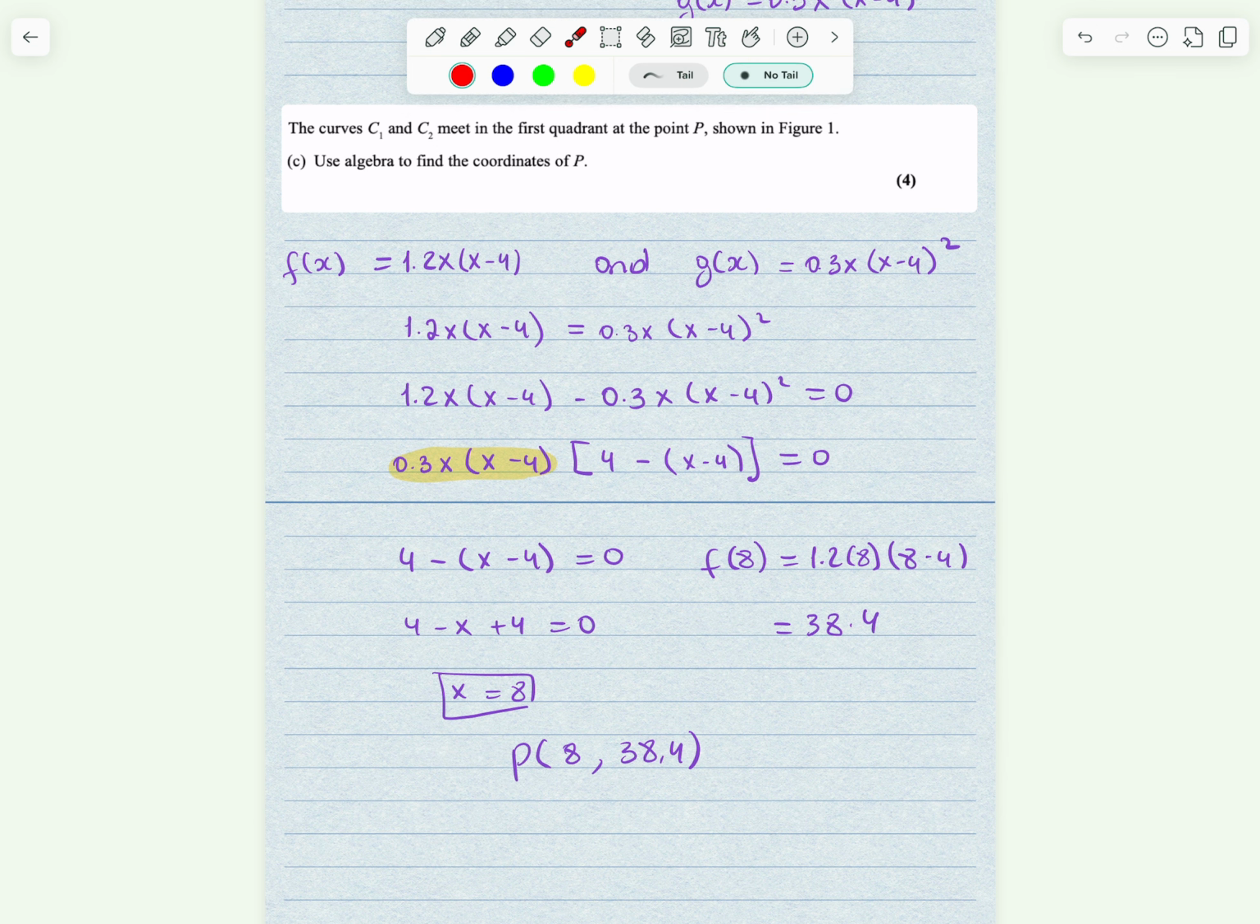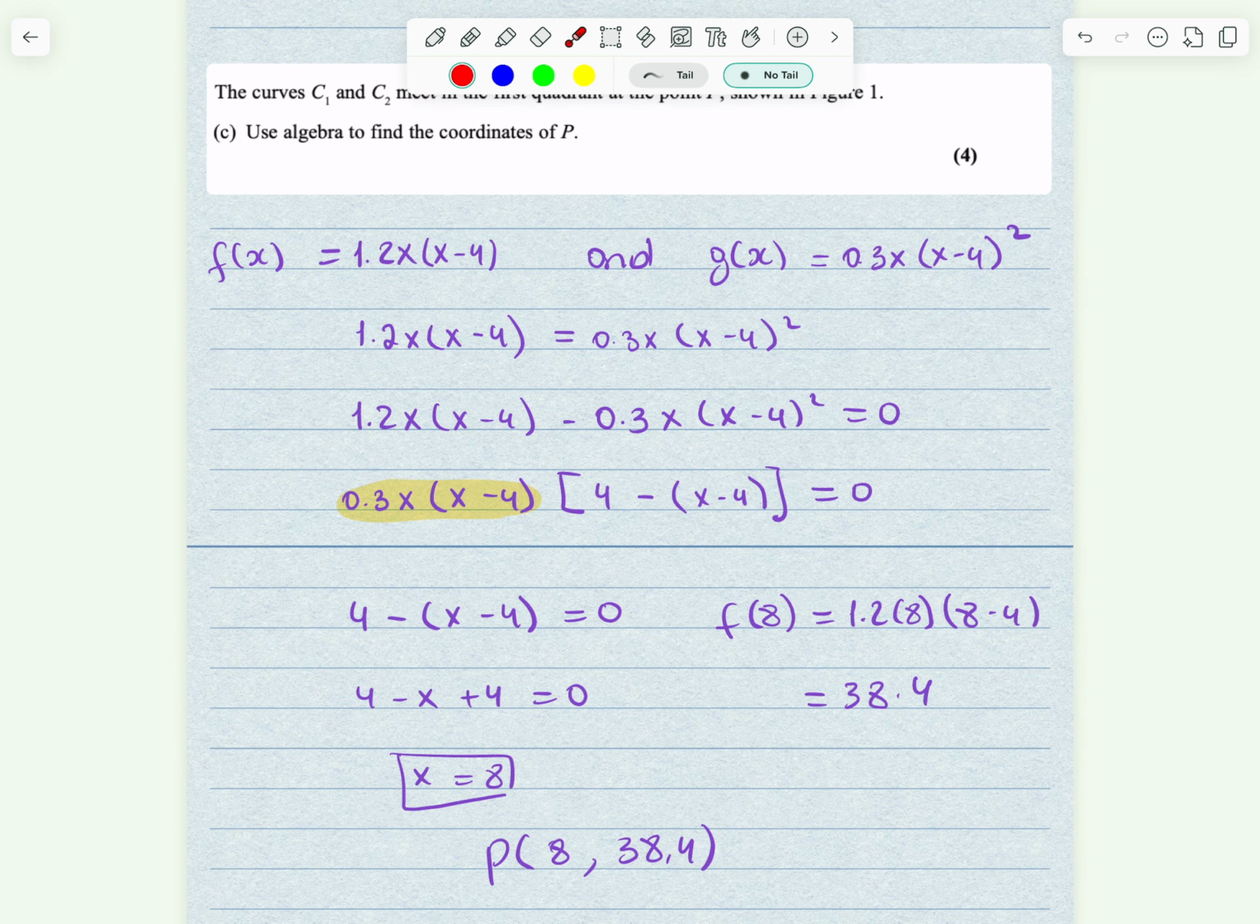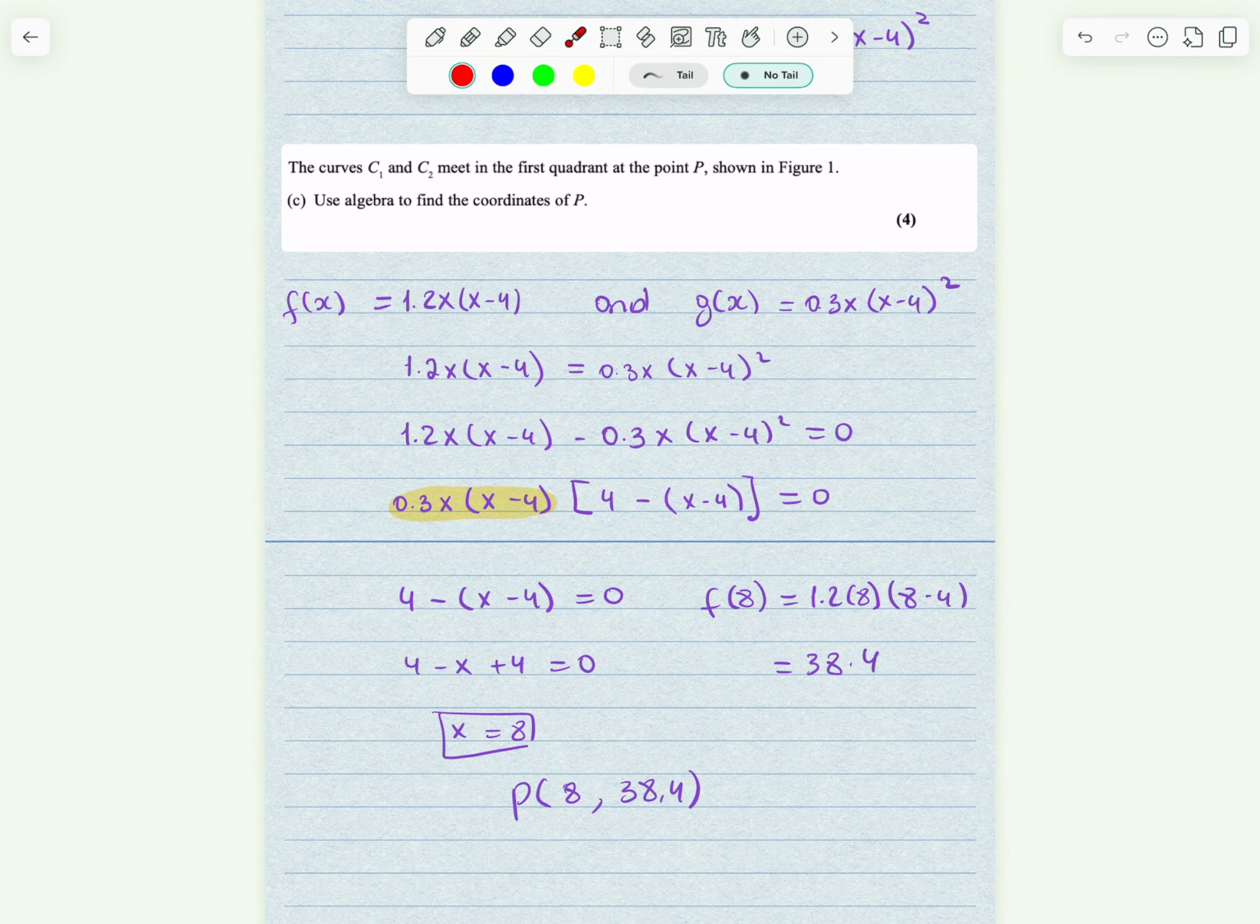Of course, you might be thinking, what if I expand and solve this without thinking of factorization? You still can do that. There will be a lot of calculations happening. Remember, you will have a cubic equation there, and then you need to factorize that cubic equation and so on. Always look for the easy step.